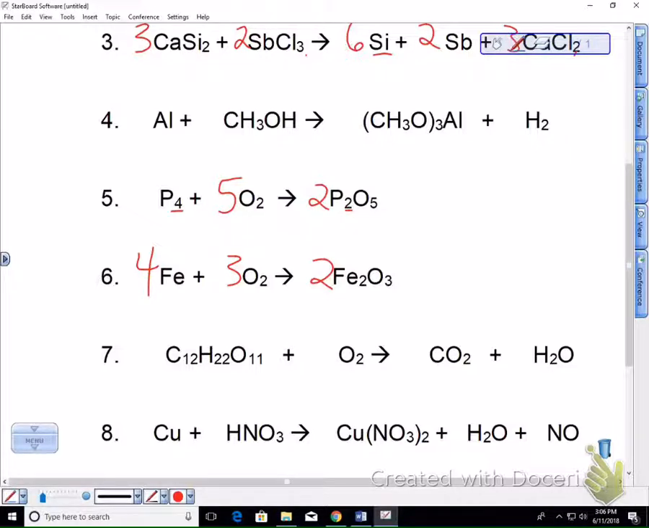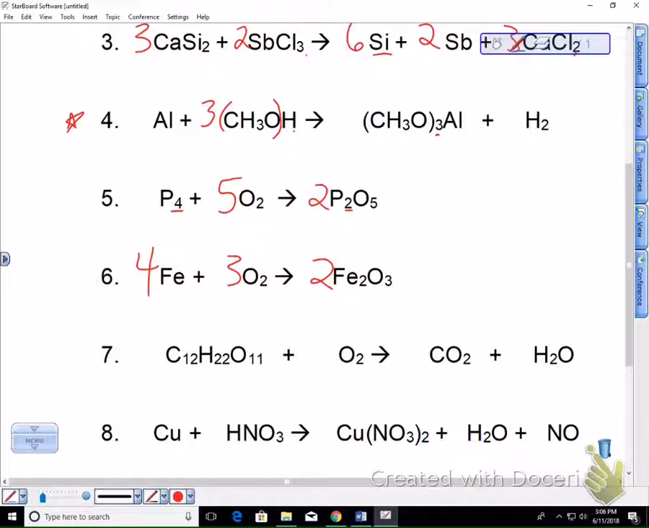Okay, number 4. Let's look at this thing. It's ugly looking. Now, number 4 is sort of using that rule of thumb about the polyatomic ions. And you can kind of see here, I have a grouping of elements that's the same on both sides of the yield sign. So what I'm going to do is try to balance that grouping. I have 3 of them on the right, so let's put a 3 in front of that to balance that grouping.